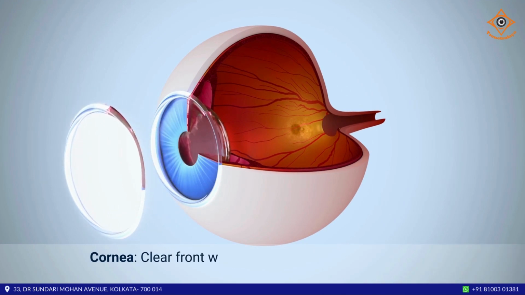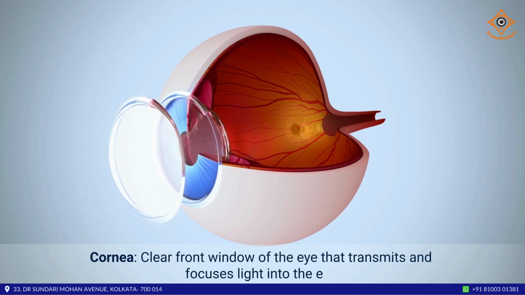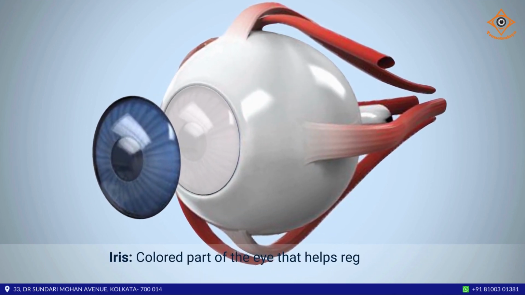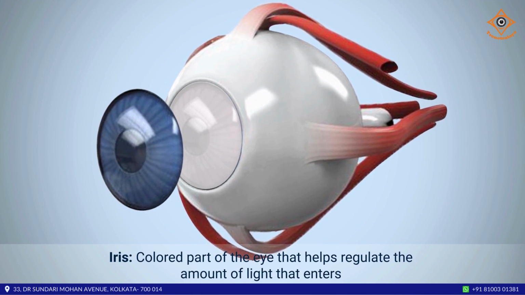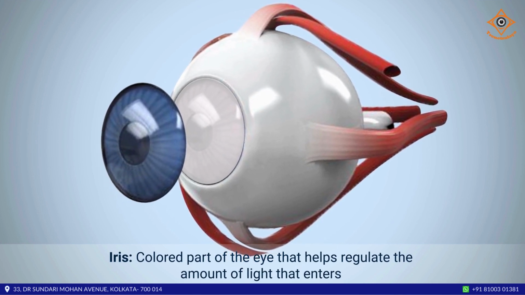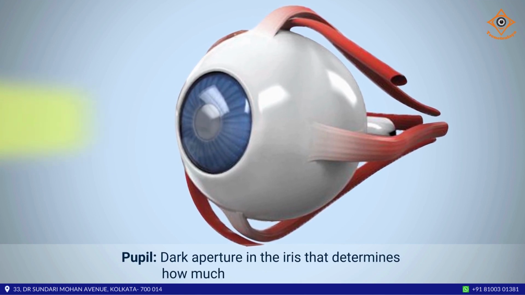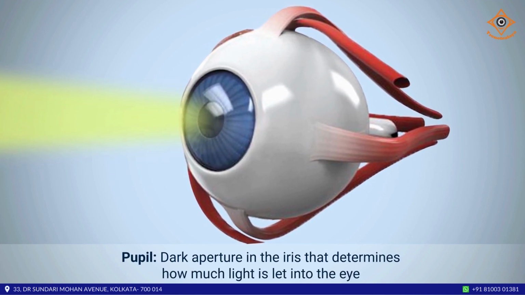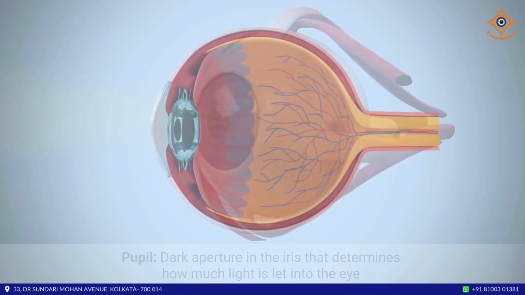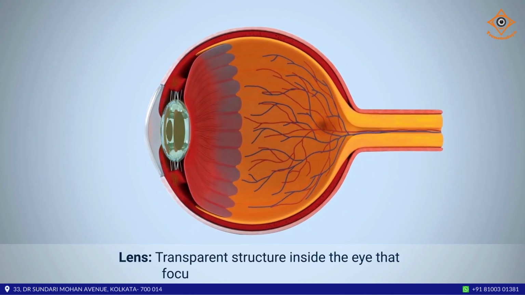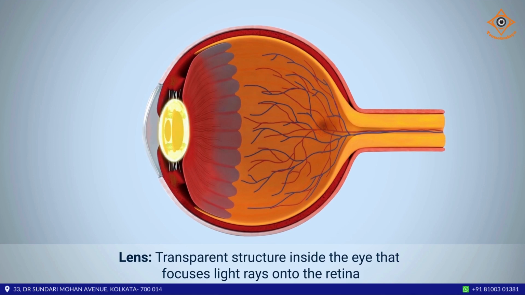Cornea is a clear front window of the eye that transmits and focuses light into the eye. Iris is a colored part of the eye that helps regulate the amount of light that enters. Pupil is the dark aperture in the iris that determines how much light is let into the eye. Lens is a transparent structure inside the eye that focuses light rays onto the retina.